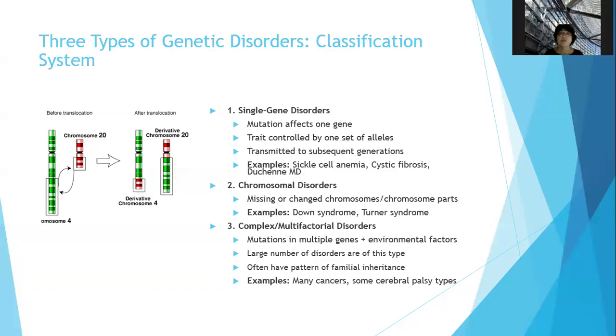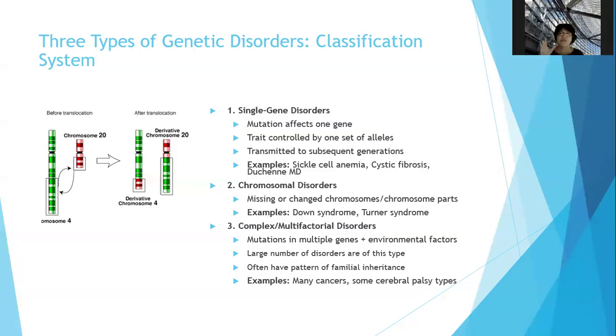There are chromosomal disorders, which are where you have either missing chromosomes or changed chromosomes or chromosome parts. So during meiosis, part of one chromosome gets tacked onto another. That's called a translocation. So examples of chromosomal disorders are Down syndrome and Turner syndrome, and we'll talk a little more specifically about those. So obviously it's not that simple. Nothing ever is, right? So it's complex.